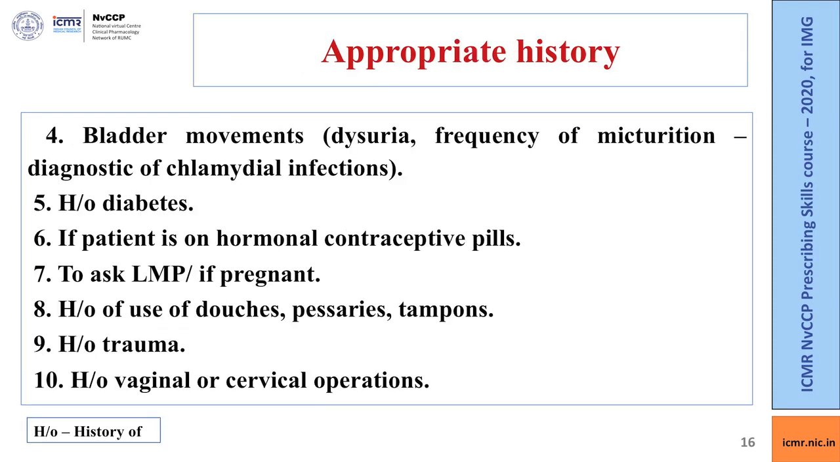Ask the patient about her bladder movements, that is dysuria, frequency of micturition, which are diagnostic of chlamydial infection. Inquire whether the patient is diabetic or not. Ask if the patient is on any hormonal contraceptive pills, as vaginitis may develop due to decreased estrogen levels. If the woman is pregnant, inquire about her last menstrual period. Also ask her about history of douches, pessaries or tampons. Also ask her history regarding any trauma and vaginal or cervical operations.